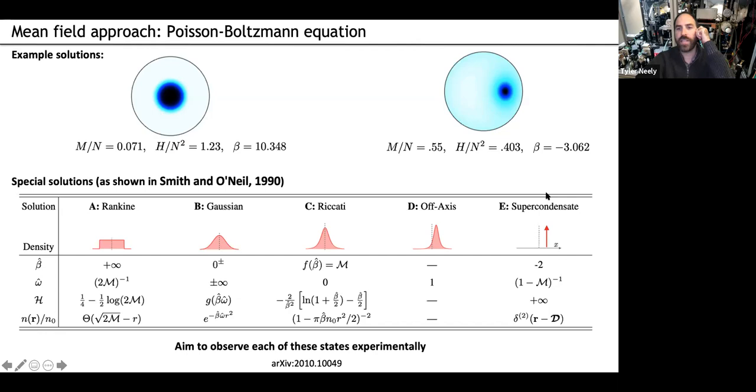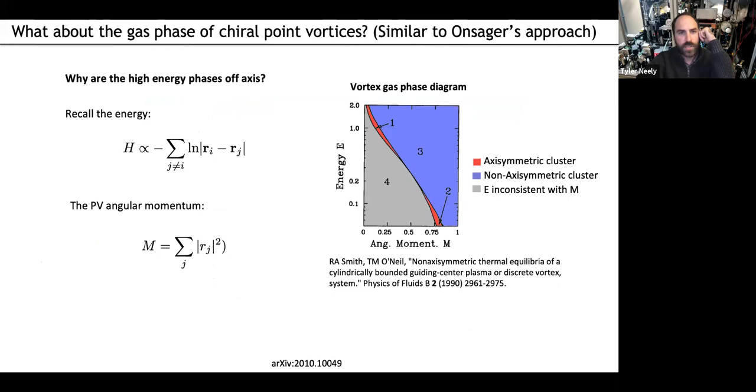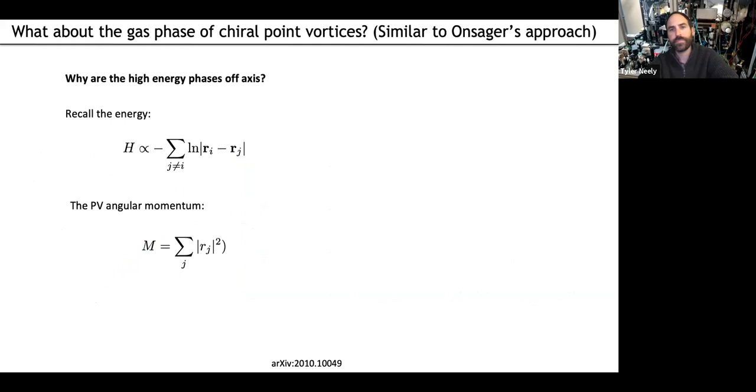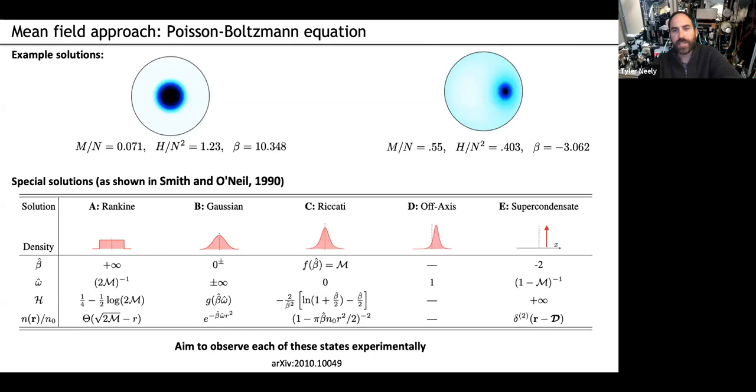And so, I'll just go back to the other. Those particular interesting values are labeled on this plot. That was the Rankine vortex, the Gaussian, the Riccati, the transition to off-axis at omega hat equals one, and then the supercondensate is way down here at some very high energy. Okay, so hopefully we're up to speed on the possible configurations of this gas.